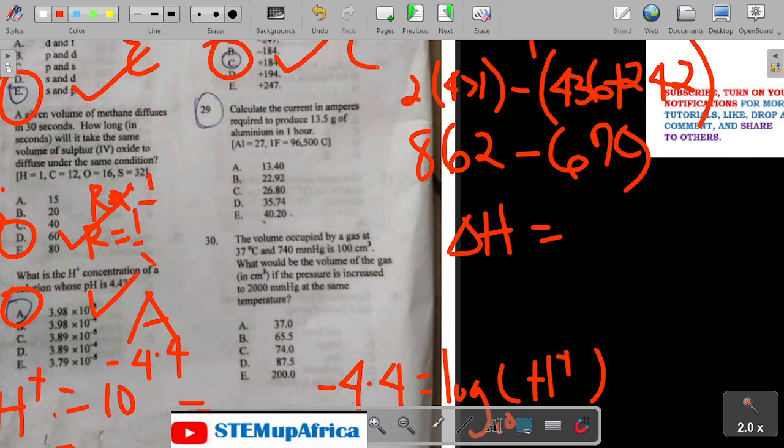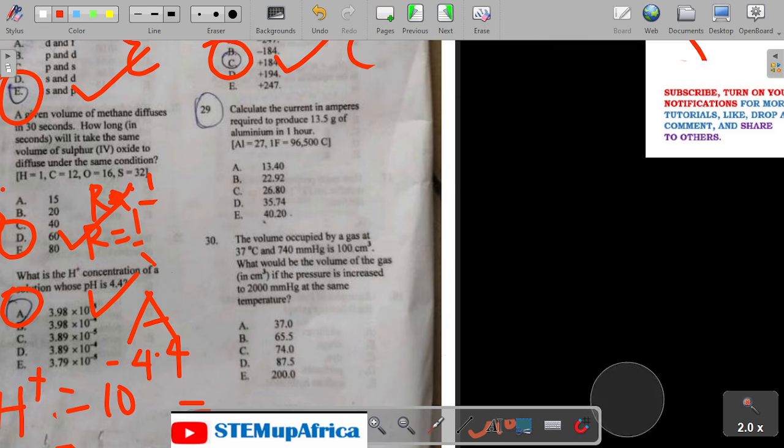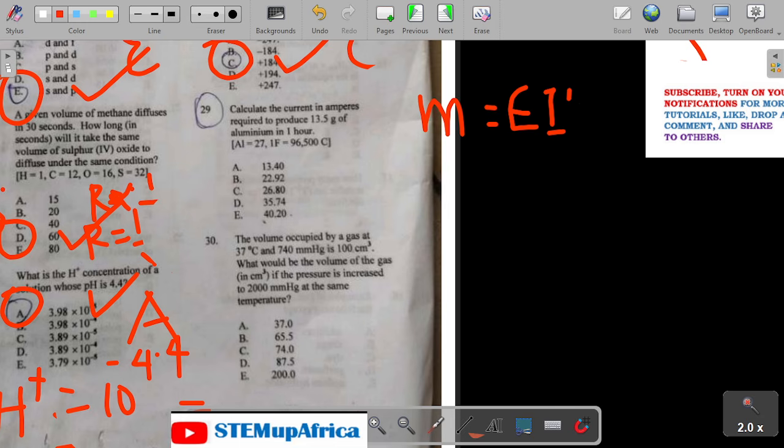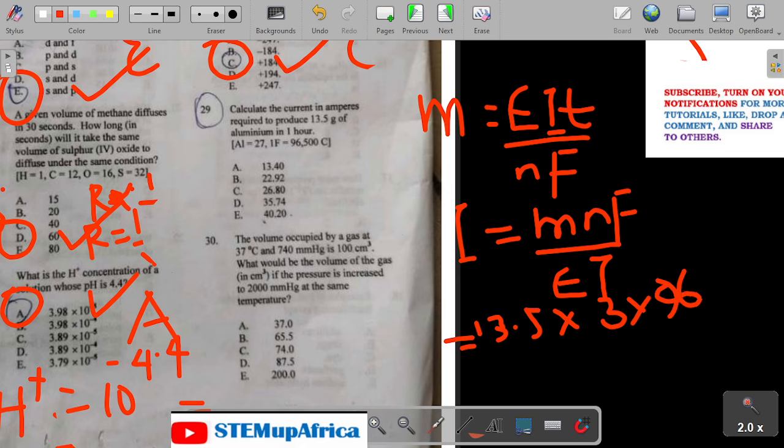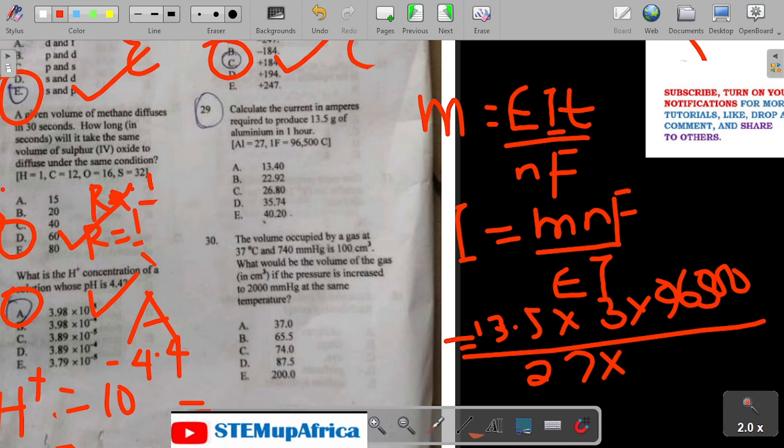Let's look at number 29. It says calculate the current in ampere required to produce 13.5 grams of aluminium in 1 hour. This question is under electrolysis. So I have a short formula of doing so. We have M equals EIT over NF. So my I will be MNF over ET, which is the mass now, 13.5. The valency electron of aluminum is 3 Faraday, 96500, over atomic mass of aluminum, 27. 1 hour is 3,600 seconds.